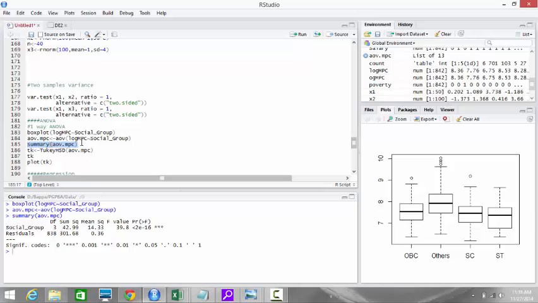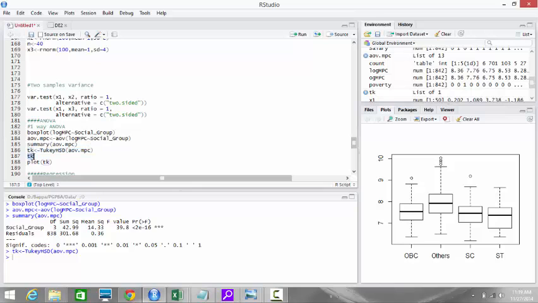However, what it doesn't tell us is where the inequality lies. The H naught was that this is equal to this, equal to this, equal to this. So when we reject this, we do not know whether none of them are equal, or some of them are equal, or a few of them are equal. So we don't know that. To know where the inequality creeps in, we must do the Tukey test, so let's run the Tukey test.